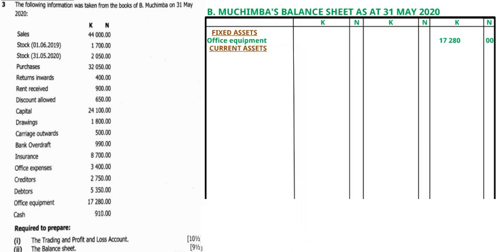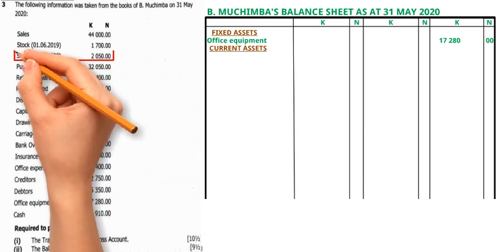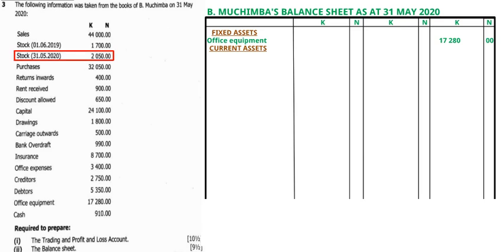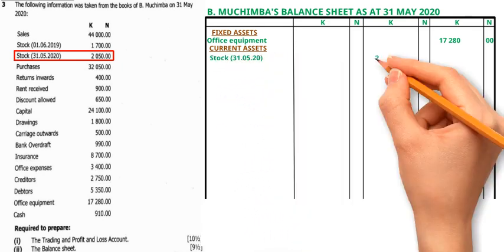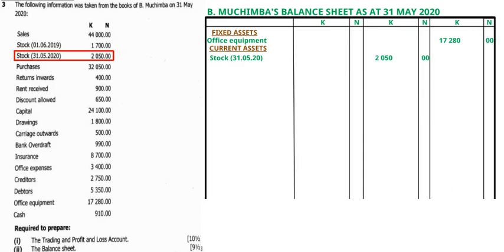Current assets, I'm going to write current assets like that. Then what are the current assets we have? We've got stock, that is stock for 31st May 2020. So I'm going to write stock 31st May 2020, which is 2050 kwacha. That is the closing stock for May.